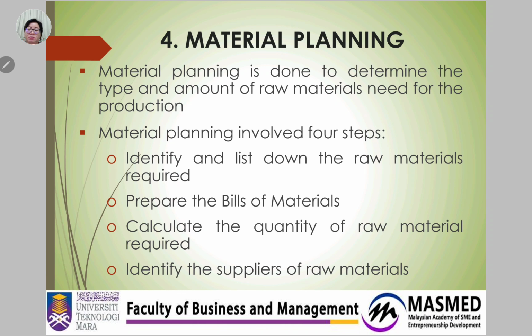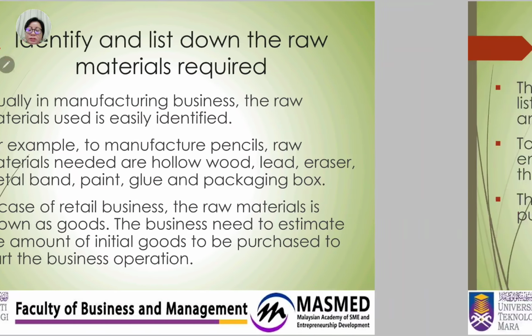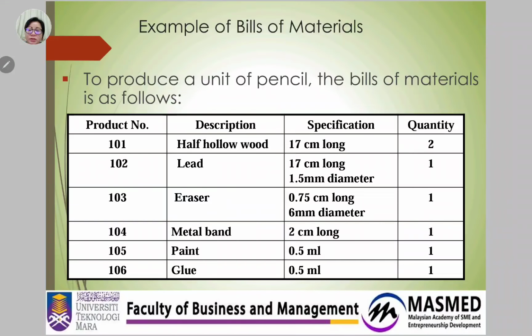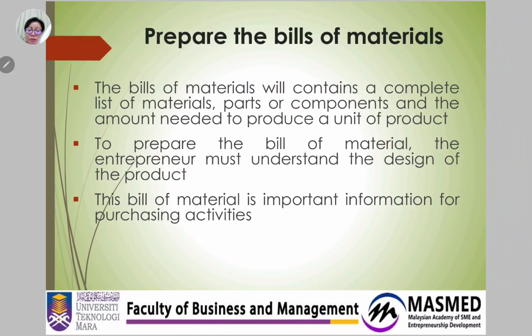Bills of materials is practically like a list which has the price and quantity of the materials that you need to produce the amount of sandwiches that you need in a month, for example. And calculate the quantity of raw materials required and identify who are the suppliers of raw materials. And you can do it in a form similar to this. You can read through.